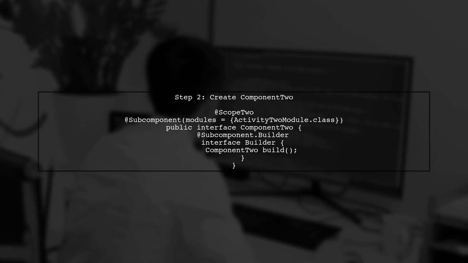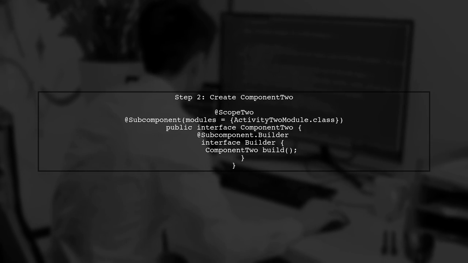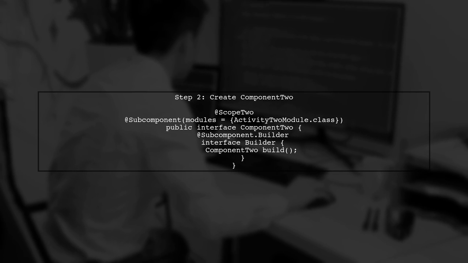Next, we need to define our subcomponent for Activity 2. This subcomponent will be responsible for providing the dependencies required by Activity 2.